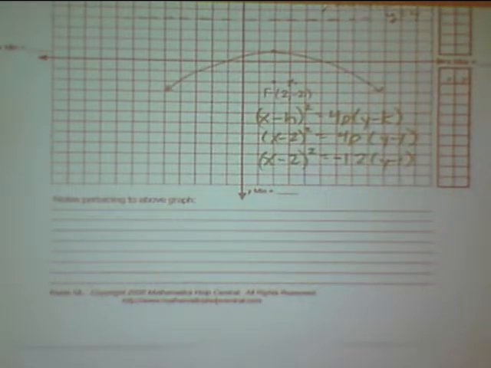So the equation of that parabola is (x - 2)² = -12(y - 1). All right, so those are not too bad. Now the last kind of problem we can work through is when they just give you some information about a parabola and ask you to find the equation.